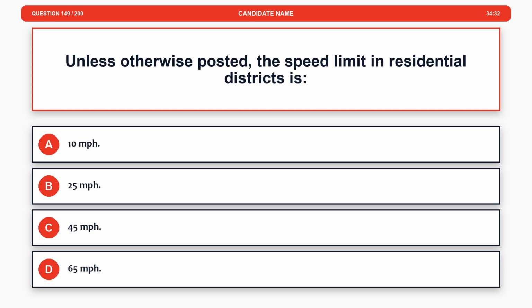Question 149. Unless otherwise posted, the speed limit in residential districts is: Option A, 10 miles per hour. Option B, 25 miles per hour. Option C, 45 miles per hour. Option D, 65 miles per hour.